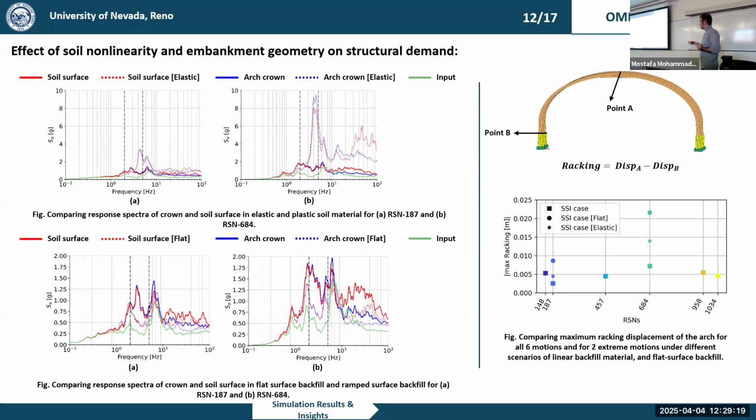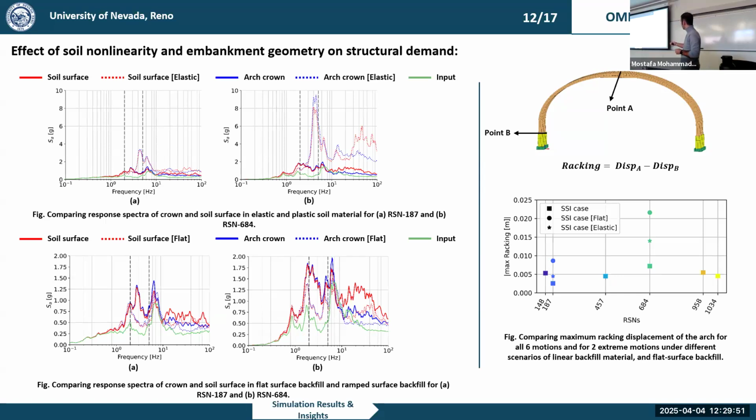And one of the most important things that people normally discuss when they're studying arch structures is the racking displacement. What is racking in an arch structure? If we say that our structure is this, point A is here, point B is here, which is the support of our arch structure. The racking would be the subtraction of these two points. And here we can see the maximum racking that's happening.